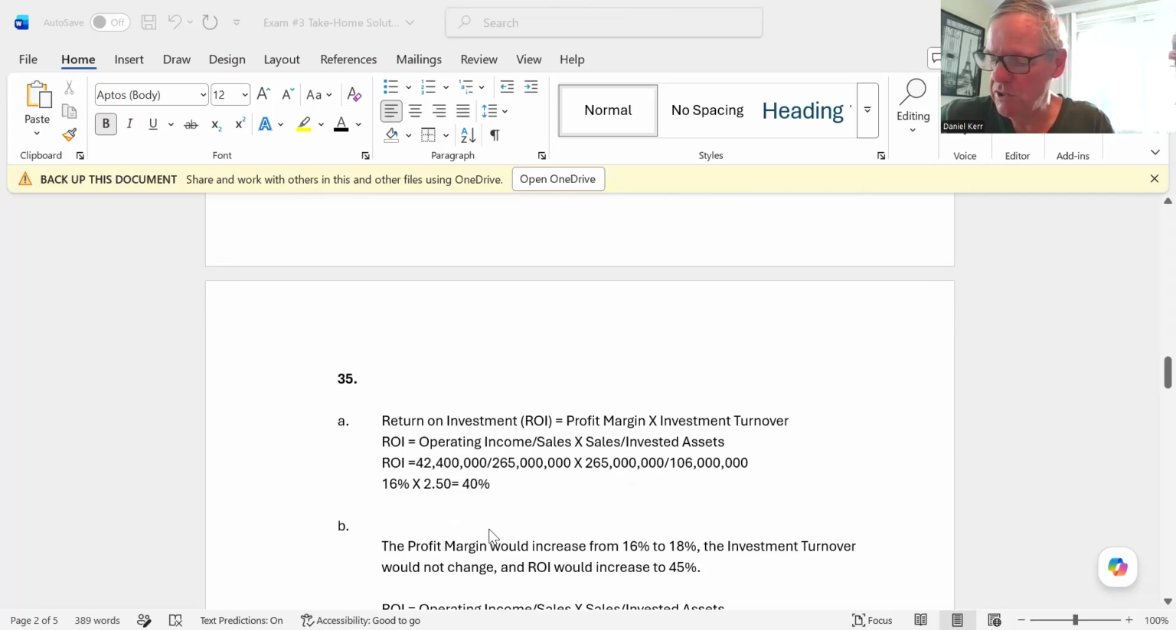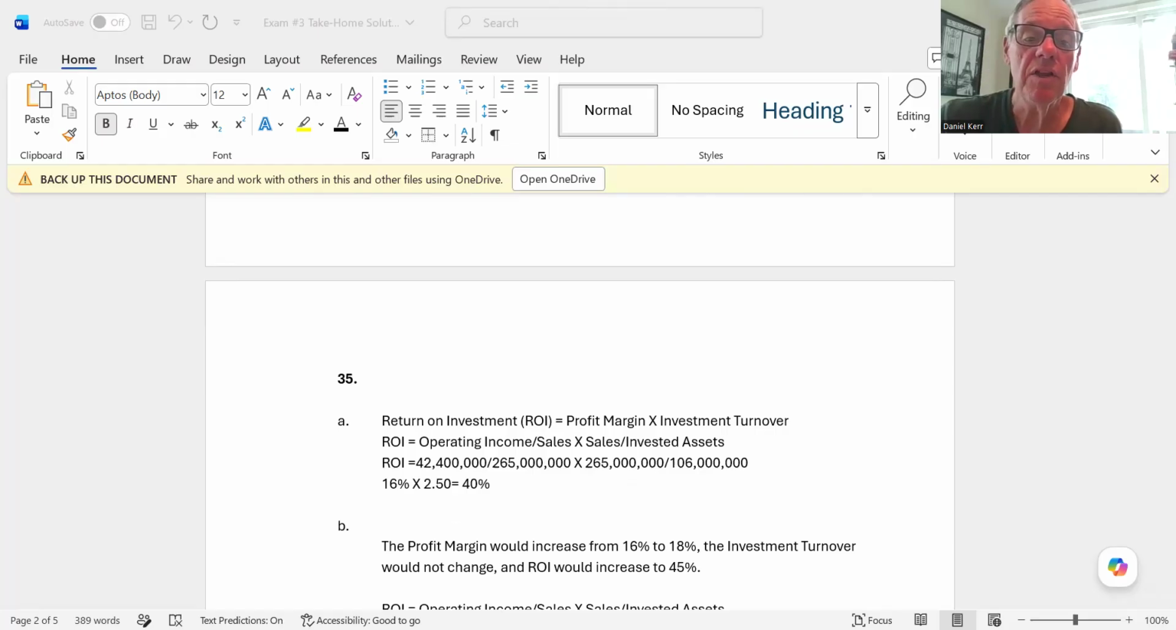Question 35 had to do with the DuPont formula. So they give us information about this company, Strangelove division of the Megadeth industry, and on this basis, you're supposed to figure out, using the DuPont formula, the profit margin, the investment turnover, and the return on investment, assuming that 106 million of assets have been invested.